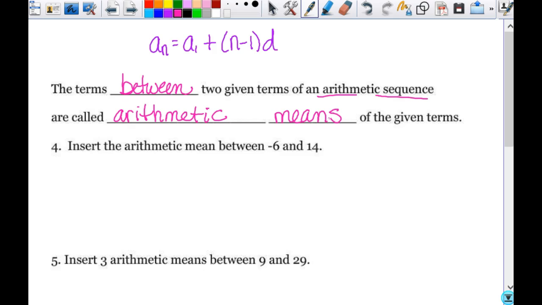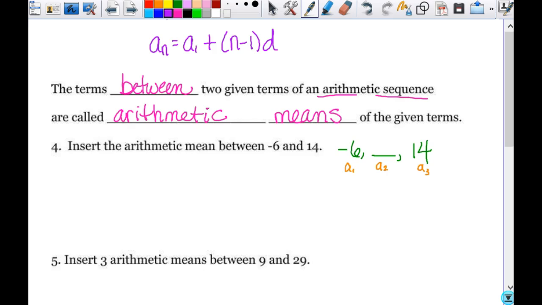Okay, so it says insert the arithmetic mean between -6 and 14. So that means my sequence goes like this: -6, something I don't know, 14. Got to figure out what goes in there. So I have this formula up here that I can use, and even though I don't know that the sequence necessarily starts there, I can just think about this as a three-term sequence: a sub 1, a sub 2, a sub 3, right?